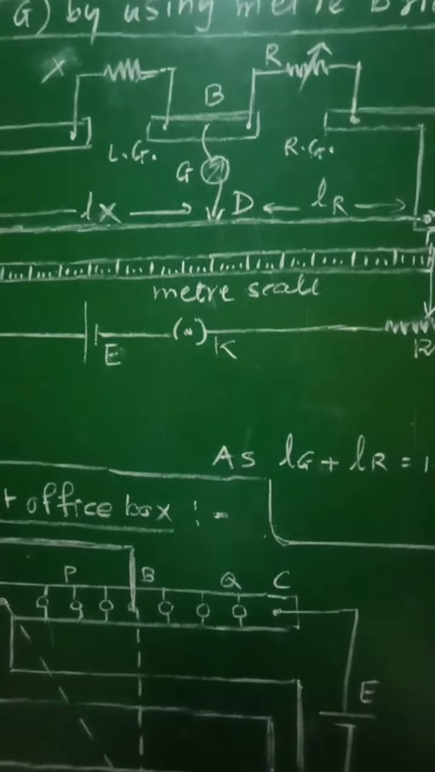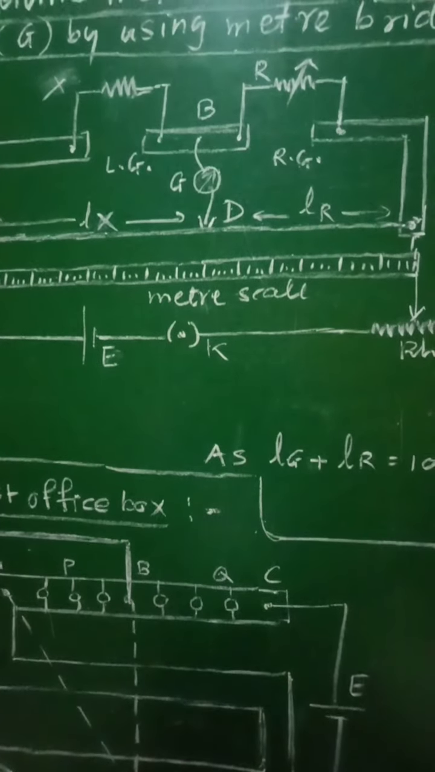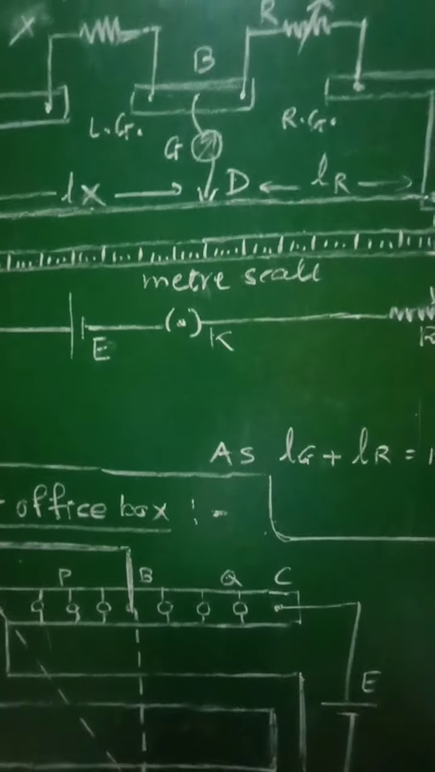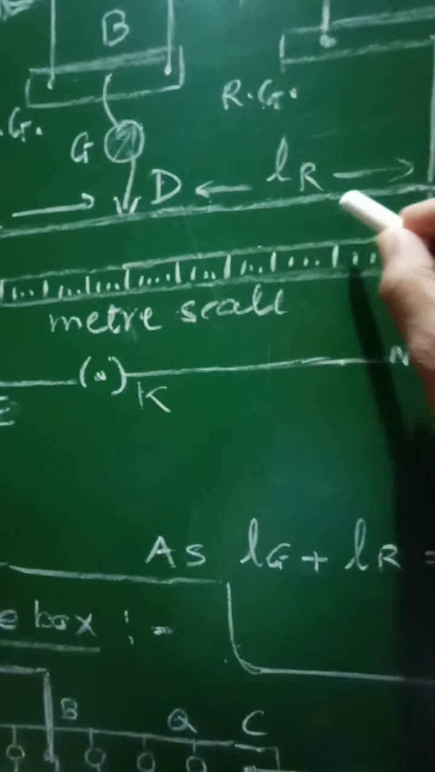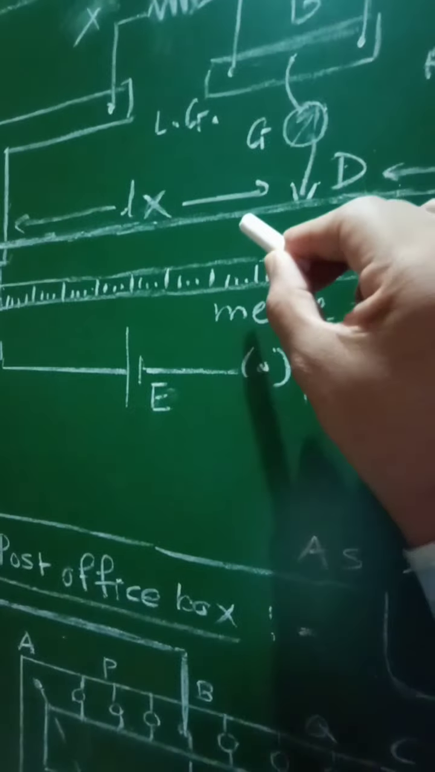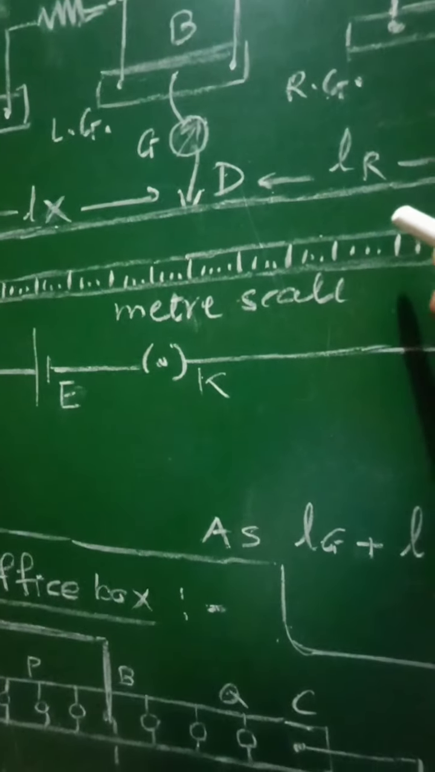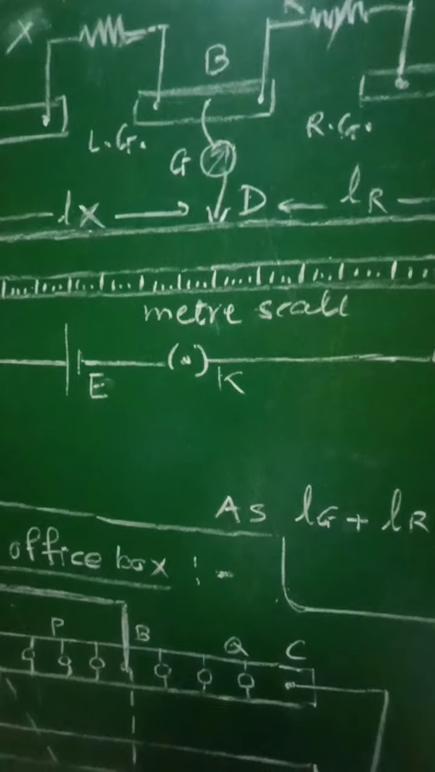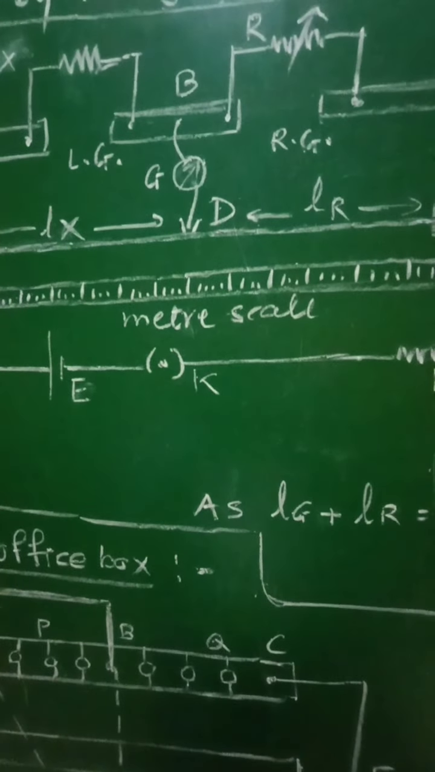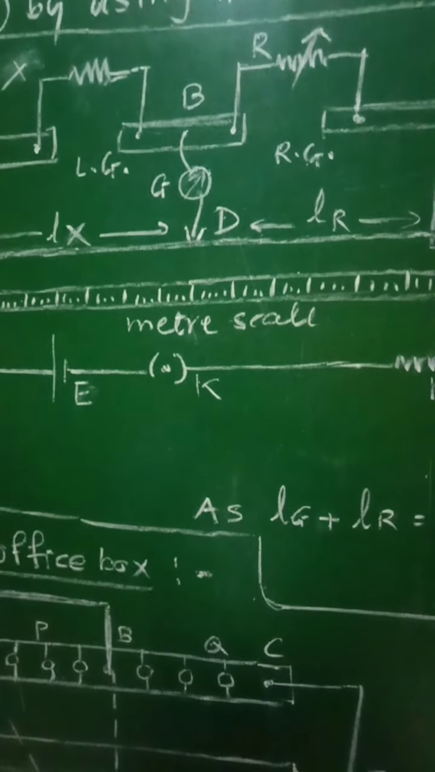First one is the cross section of the wire may not be uniform. The error in the experiment will take place due to non-uniformity of this wire, and therefore the area of cross section of this wire may not be uniform, so that error will be introduced in the experiment.